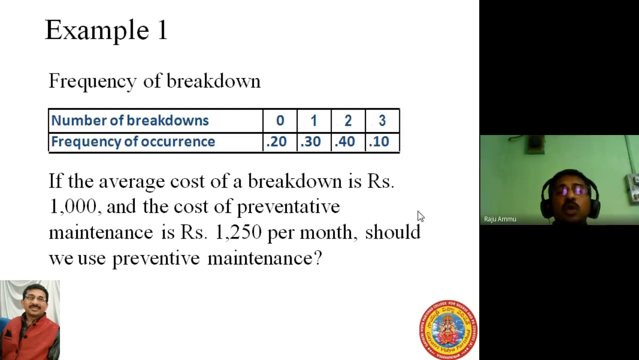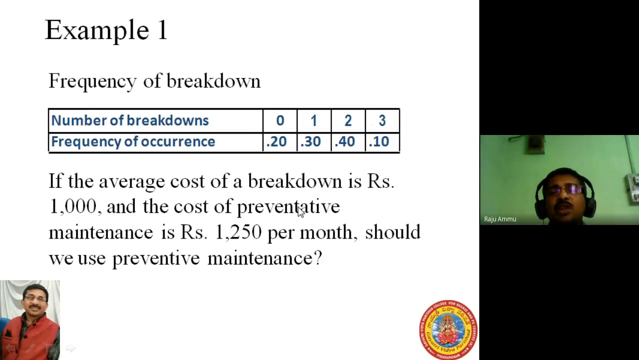Additionally, it is also giving you another data, friends. The average cost of a breakdown is rupees 1000, that is, the average cost for each single breakdown is 1000 rupees. And it is also giving you another data: the cost of preventive maintenance is 1250 per month. 1250 per month.